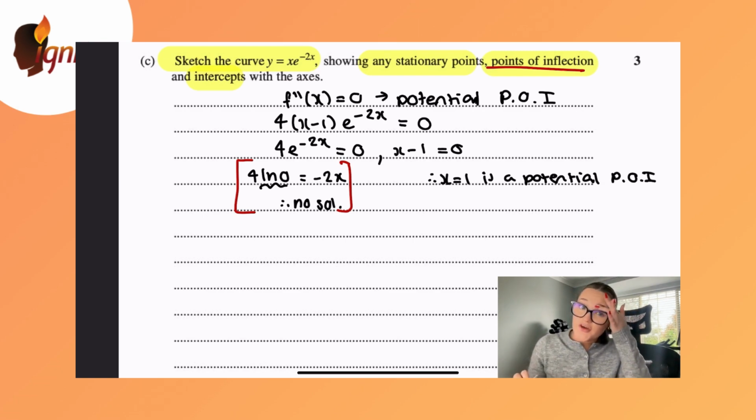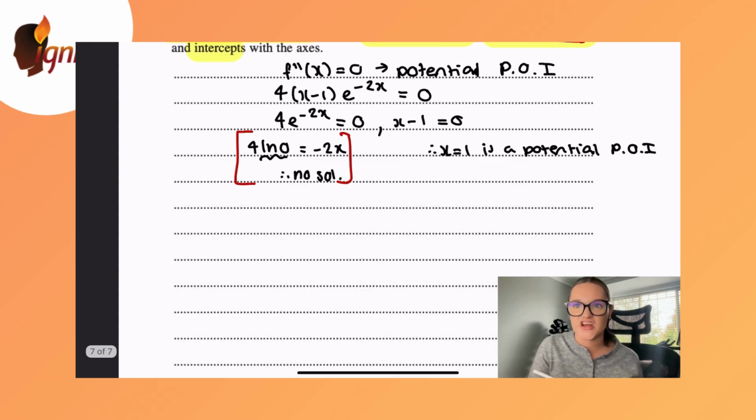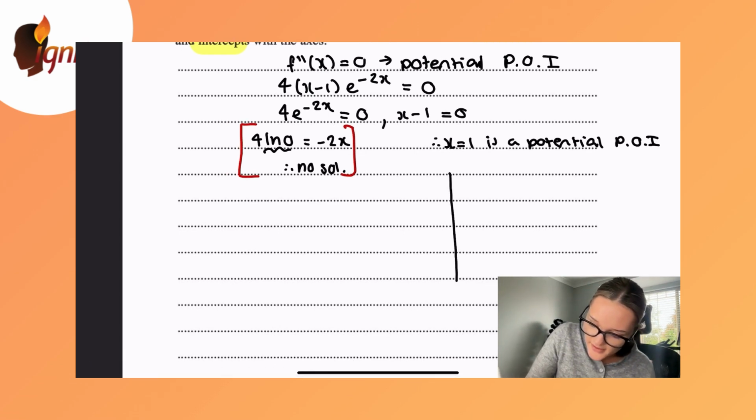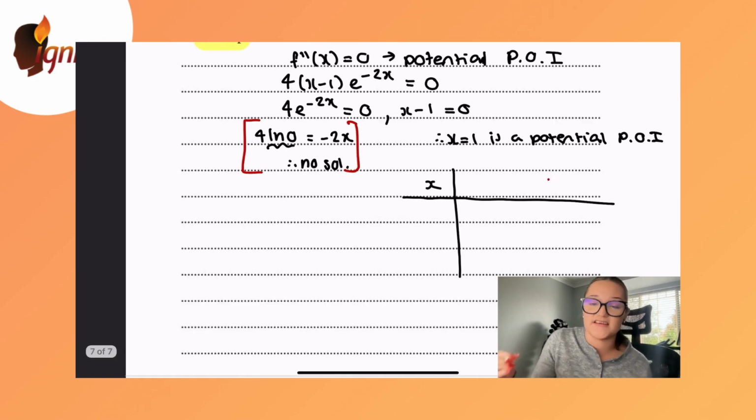Okay. How can I turn this from a potential point of inflection to an actual point of inflection? Well, what I need to do is test, but I want to test for a changing concavity. So to do that, I'm going to draw up a quick table of values. I'm going to have x, I'm going to have my point 1, which we said is the potential that I'm trying to test, and then 2 points after it. So we can go 2 and we can go 0.